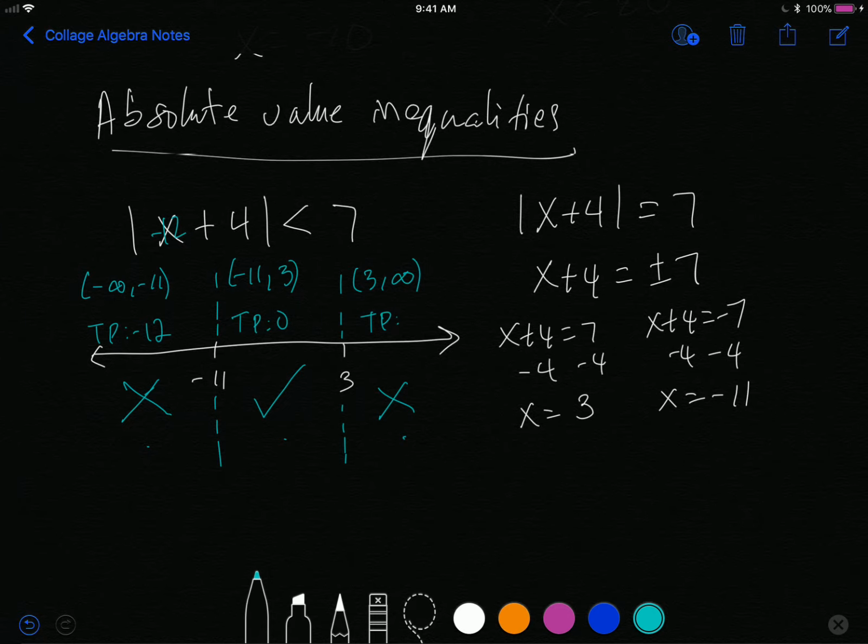And so now I can answer my question. Well, when is the absolute value of x plus 4 less than 7? And the answer is from negative 11 to 3. If you wanted to write that in set builder notation, you write it as x such that x lies between negative 11 and positive 3.